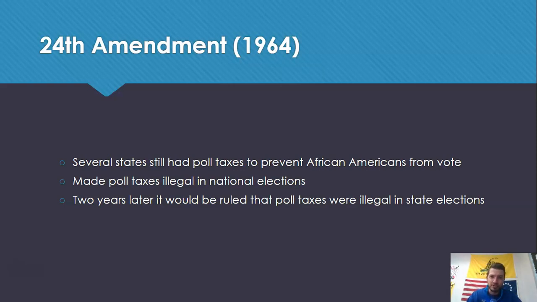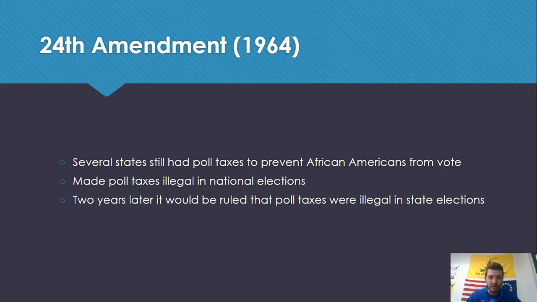African Americans as a population were poorer than the remainder of the population because they had been enslaved for 300 or 400 years at this point. So it was much more difficult for them to pay for things like poll taxes. And the poll taxes were designed specifically to keep them from voting. So the 24th Amendment seeks to rectify this by outlawing poll taxes in national elections. So no poll taxes can be used in any national elections.